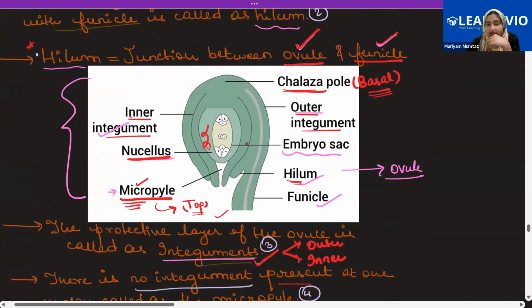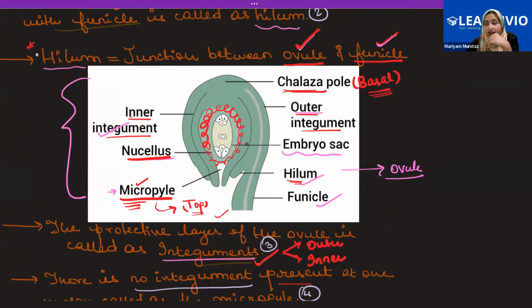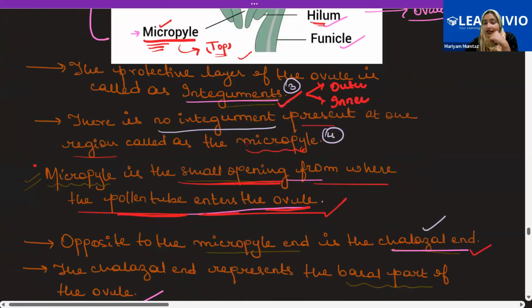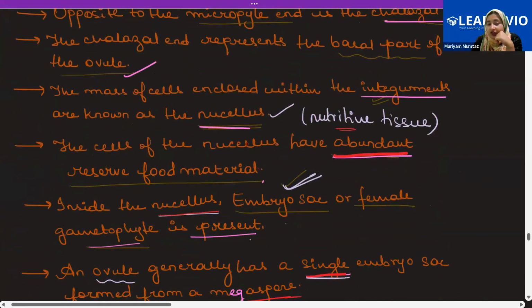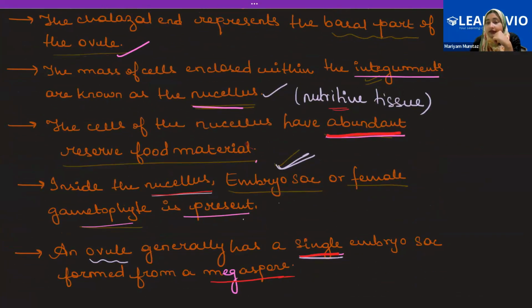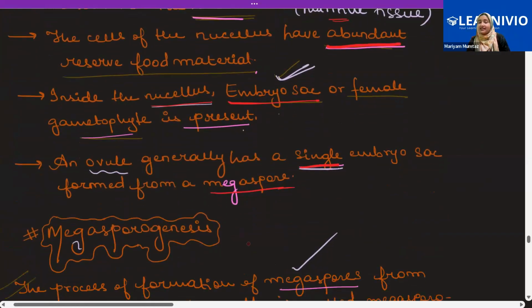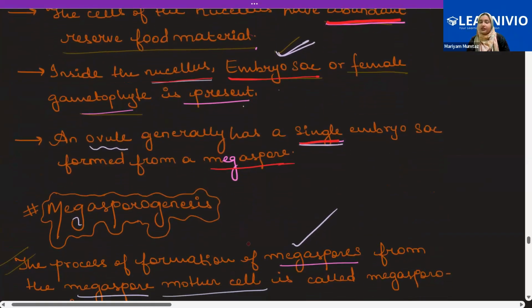See this part? This part. It is the nutritive tissue, meaning it is rich in nutrients so that the developing ovule can have an abundance of it. So the cells of the nucellus have abundant reserve food material. Inside the nucellus, we have the embryo sac, which we can call the female gametophyte. Now the ovule generally has a single embryo sac, which is formed from the megaspore.